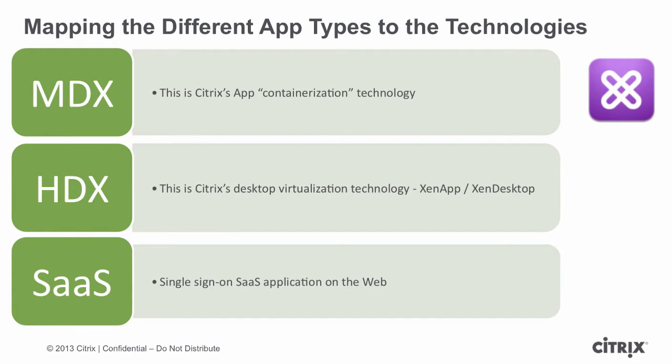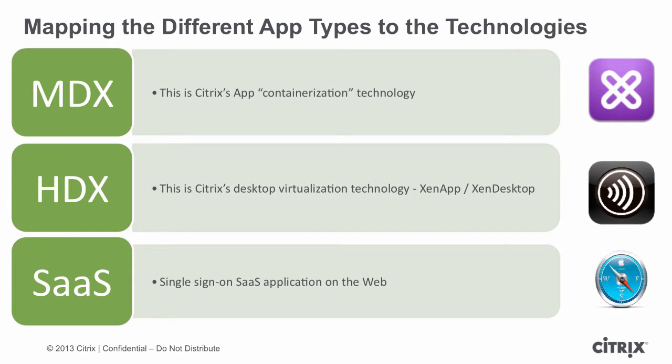Okay, so we have the different types of apps. We have MDX, which is our containerization technology, gives us all that nice inter-application communication. We have HDX, which is our XenApp, XenDesktop, full corporate suite of applications being delivered right out to your mobile device. And then, of course, we can offer SaaS apps, or cloud-based web apps, available that our users need to perform their job functions.